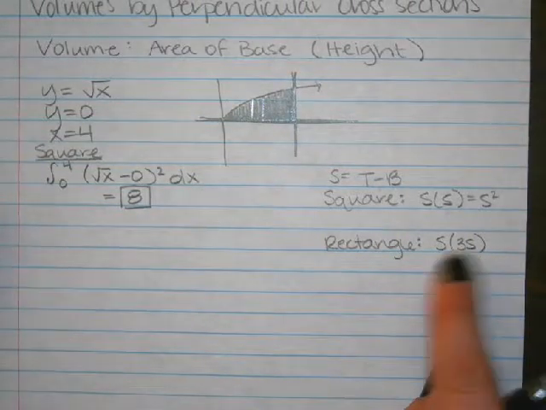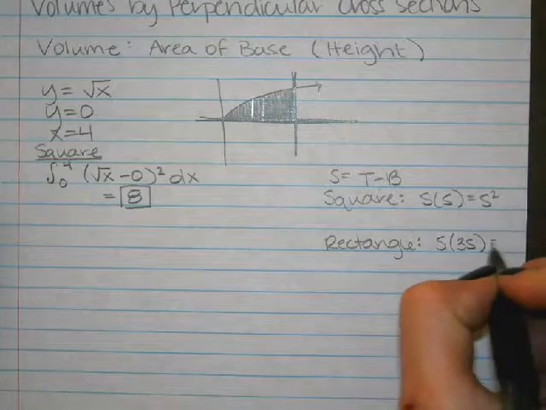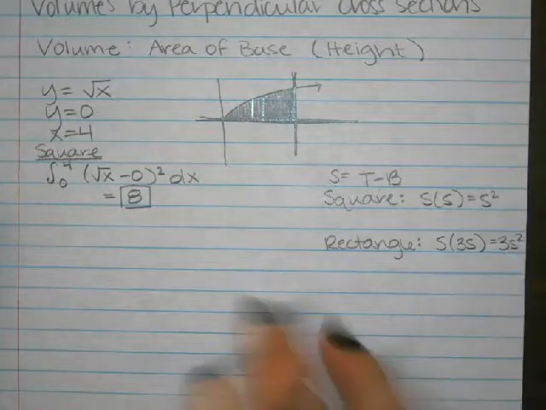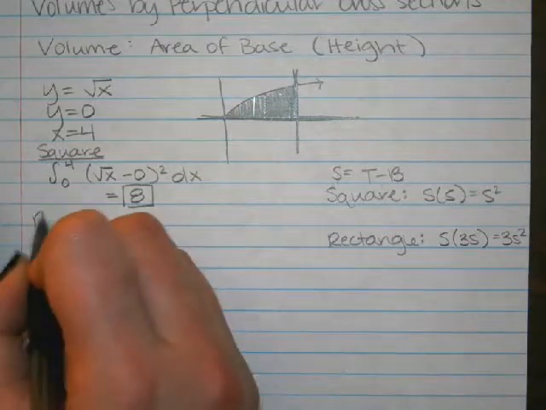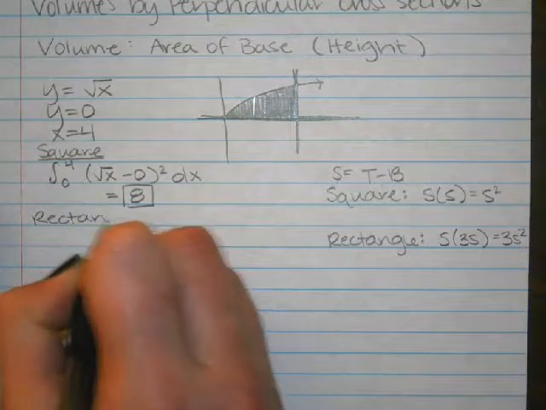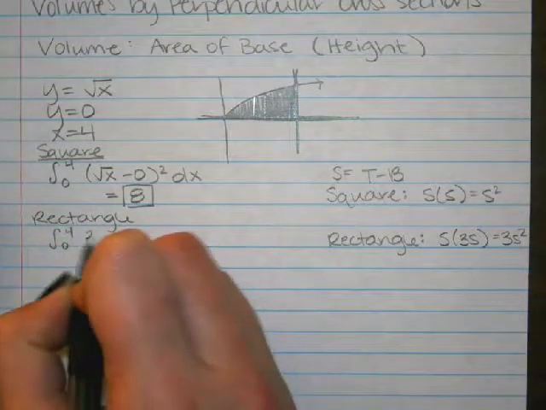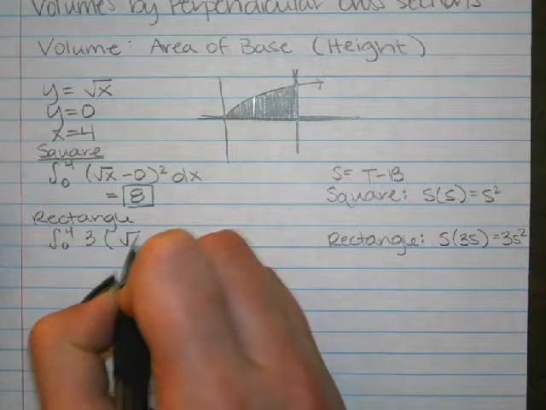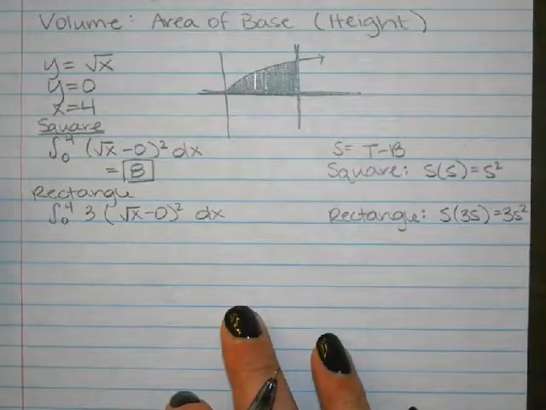Okay? So how could I simplify s times 3s? 3s squared. All right, so how is that going to change when I go ahead and find the integral? What am I going to change about the problem? Yeah, I've got 3 times (top minus bottom) squared dx. So it changes it a little bit.